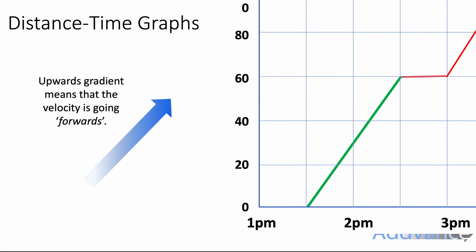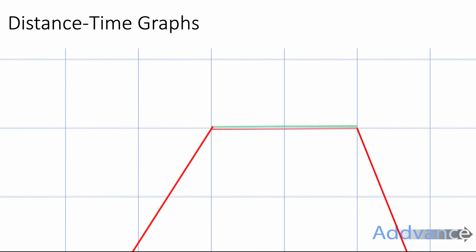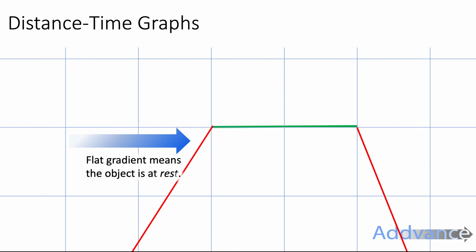Now, we can understand parts of the graph by looking at the gradient. The gradient here tells us the velocity. So if it's pointing upwards, it means the person or the object is going forwards. If it's flat, like this, it means the object is at rest. That's another fancy word for meaning staying still. Not moving. So if it's flat, it's not moving.